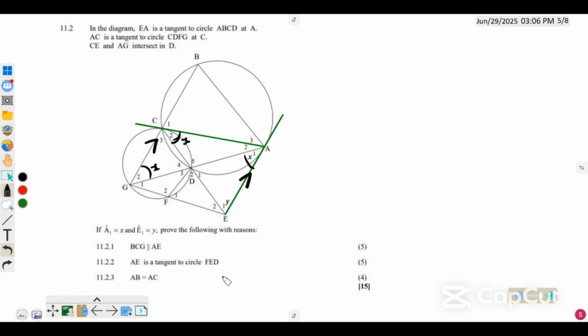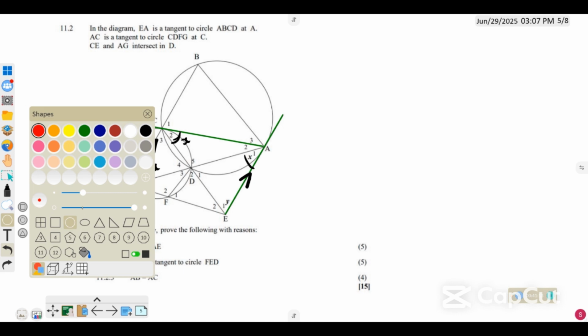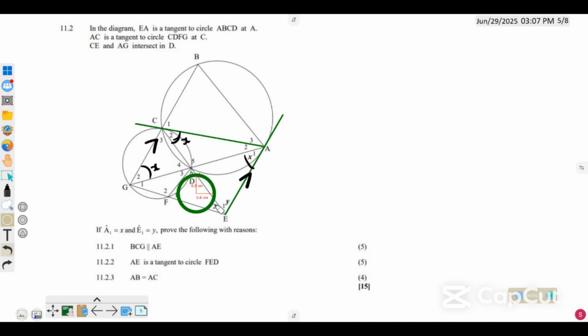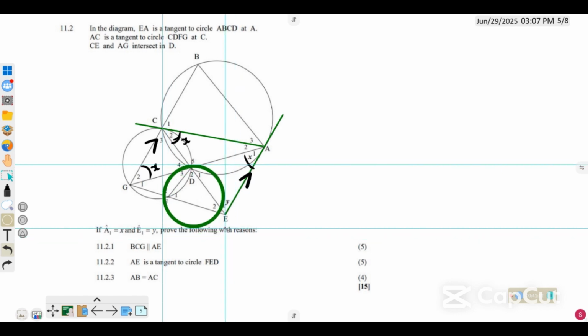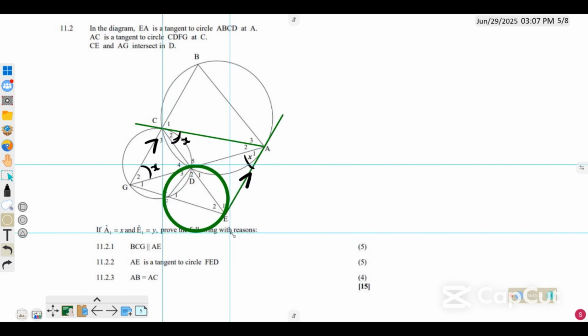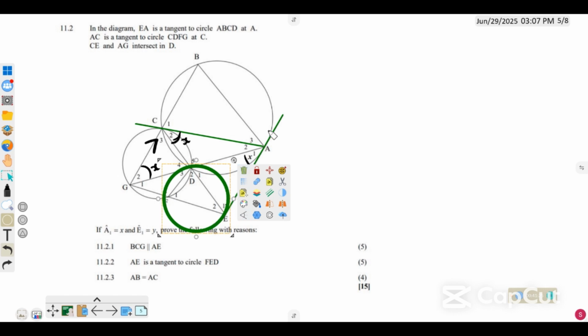AE is a tangent to the circle FET. Where's AE? There's AE. Prove that this is a tangent to the circle, which is FET, which means somewhere here on the circle that touches FE and D, there's a circle that runs there. And in order for you to prove that there's a circle there, what should you do?